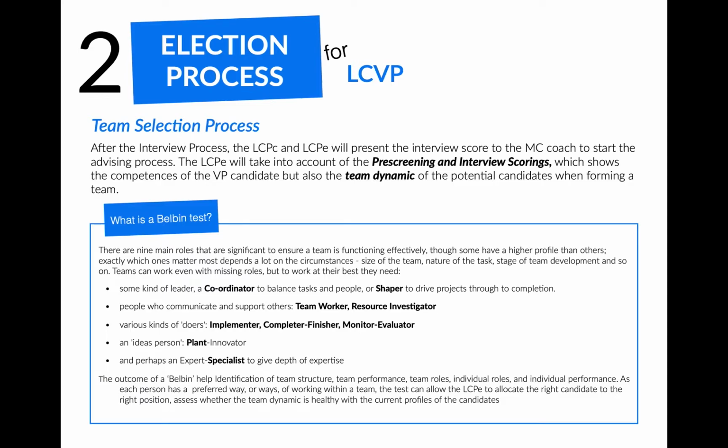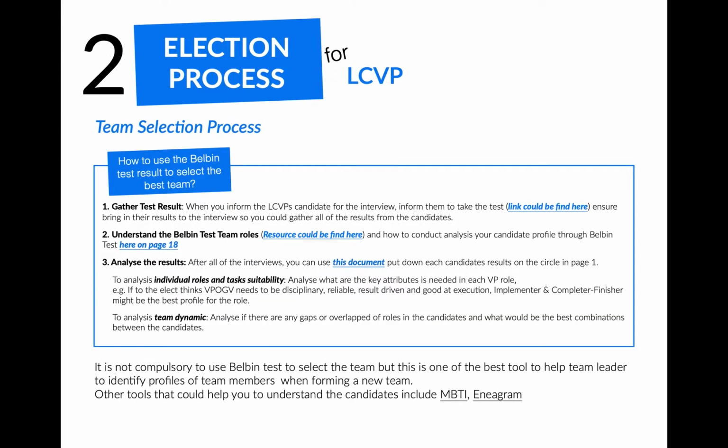On top of this, as discussed in the previous video, the team selection process should also have an aspect of team dynamics. It's important to understand the different kinds of people and the dynamics on the team when making the team in general. One of these is to do the Belbin test. How can you use it? How do you gather the resources? And how do you analyze the resources? You can also use the document to align them all across the board.